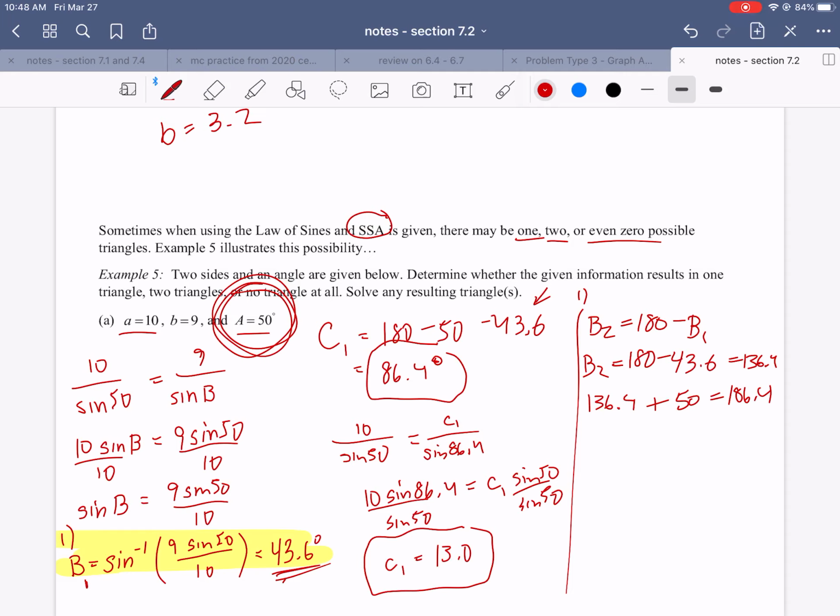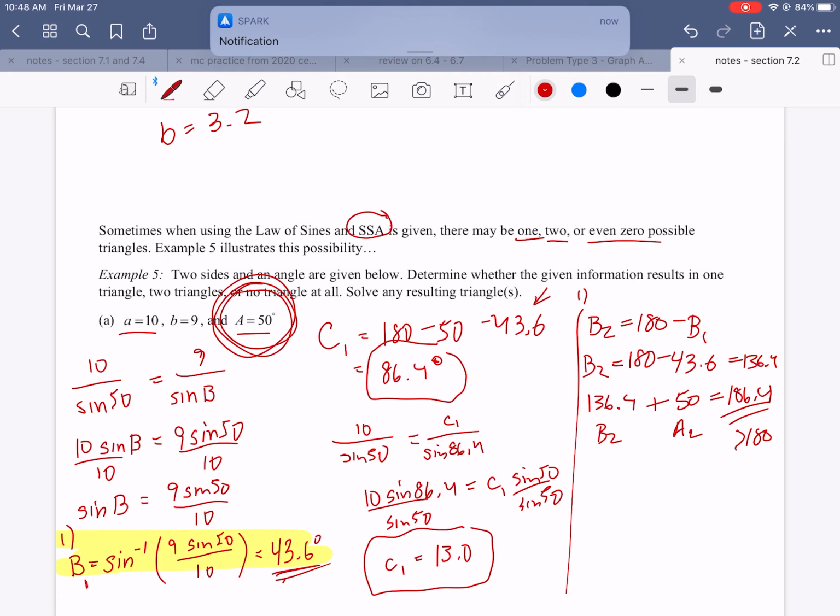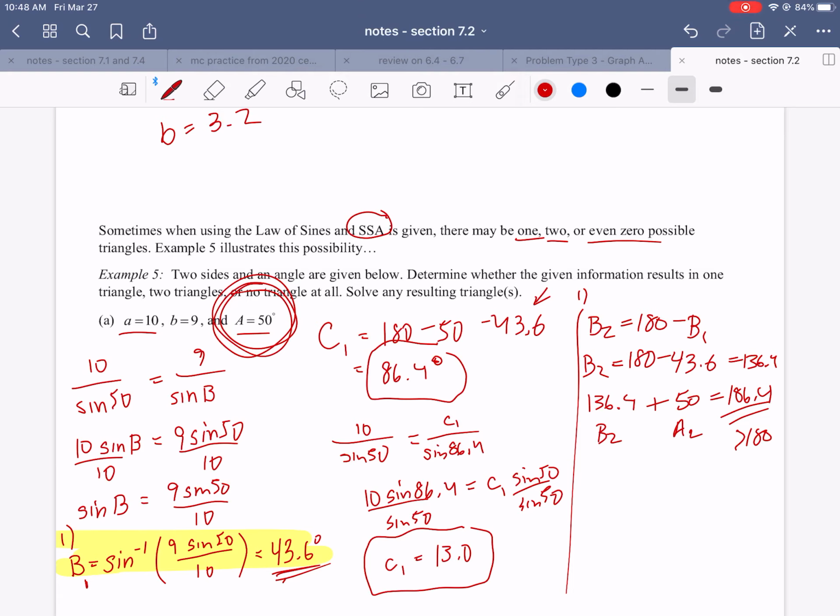Okay, well, if this is B2 and this is A2, and those already add up to a number that's larger than 180, there cannot be a second triangle. Because remember, in triangles, the angles have to add up to 180 degrees. And if two of the angles already add up to more than 180, there cannot be a second triangle. So there is no second triangle for this particular problem.